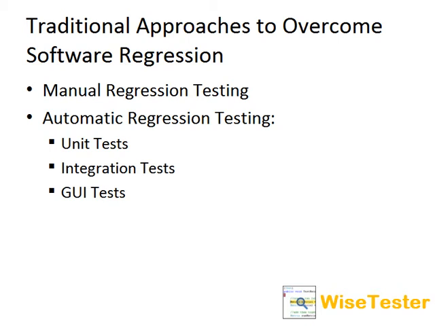software development groups realized that this is not enough. There is not enough manpower to cover all the scenarios in the application, and they started to write automatic tests. So this is another approach: to write automatic regression tests. There are unit tests, integration tests, and GUI tests.